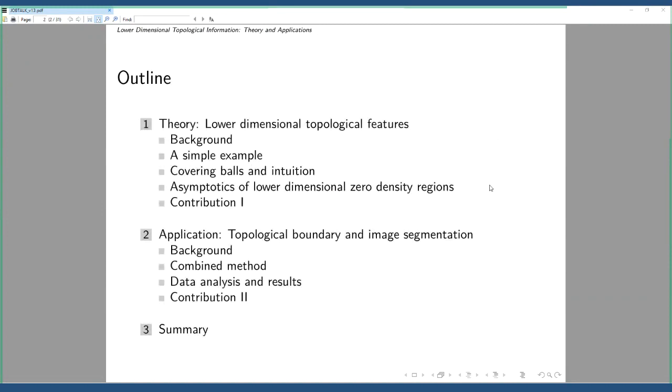Today's talk will be separated into two portions. In the first part, we're going to focus more on the theory development. To be more precise, we're going to focus on a specific lower dimensional topological feature, what we call the lower dimensional zero density region. In the second part, we're going to try to incorporate one kind of lower dimensional topological feature into a very specific application problem, which is the image segmentation problem. And then I'll wrap up my talk with a little bit of summary and future works.